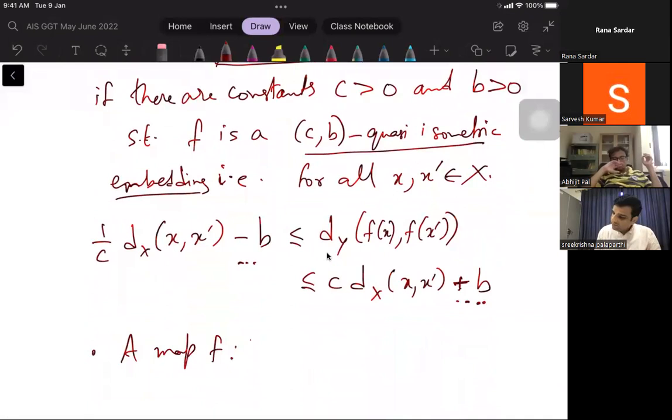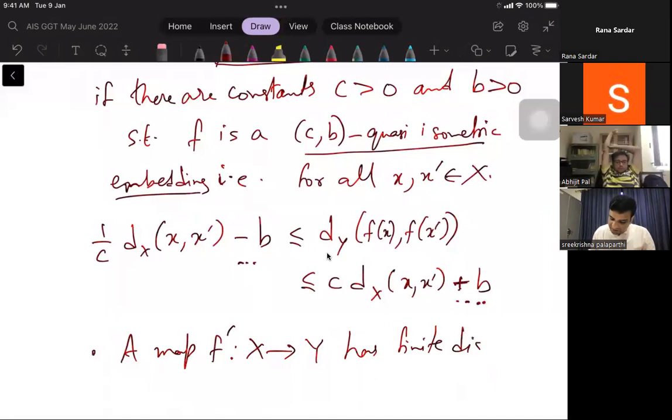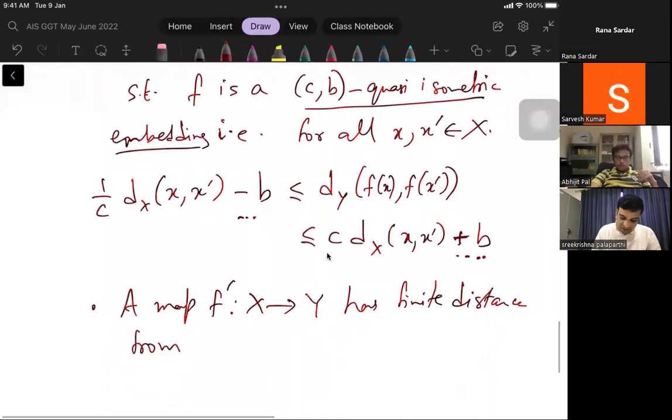And a map f from X to Y, or I'll say f prime from X to Y, another map like that, has finite distance from the map f from X to Y.